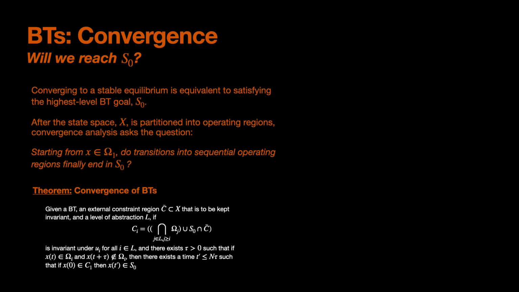Formally, that's written in this convergence theorem. It says that given a behavior tree in some external constraint region, which is just a recursive formality so that we can apply this to subtrees and this level of abstraction, which is the hierarchy of trees, the theorem says that if we stay in a tree for only a finite amount of time and we transition from tree to tree, then we will finally end up in S naught.